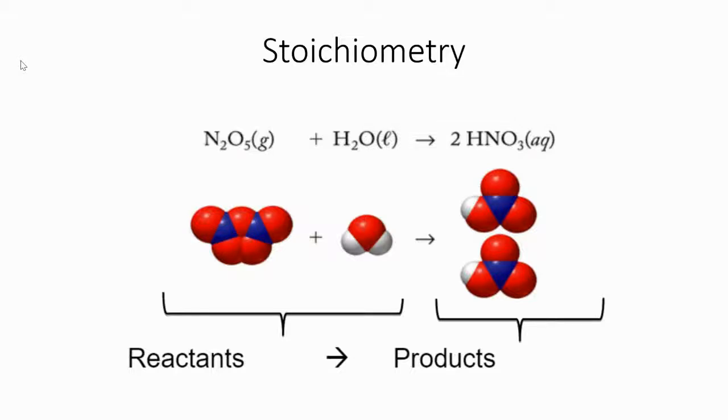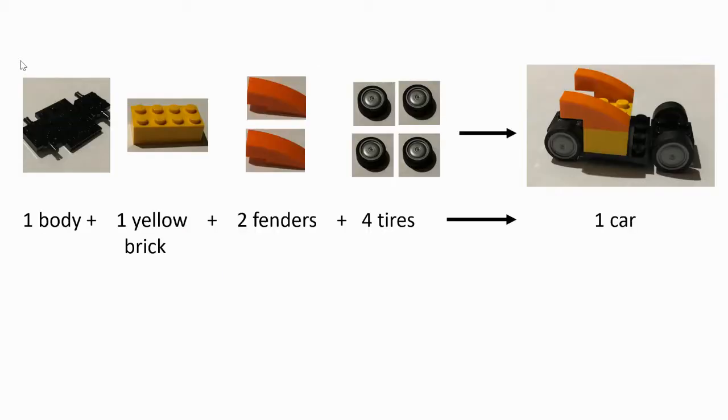So today we're going to talk about stoichiometry. Stoichiometry involves how chemicals combine in reactions, everything going on with the amounts and whatnot. So you can think about this if you're putting together a Lego car.